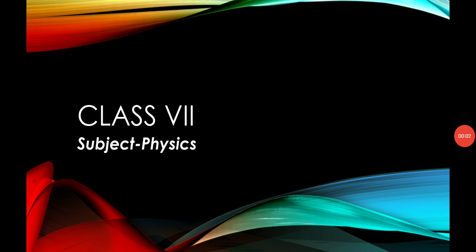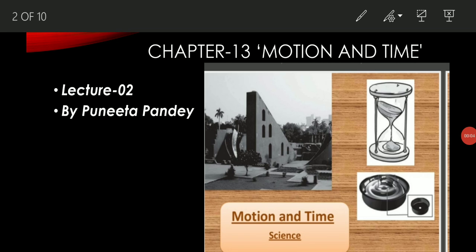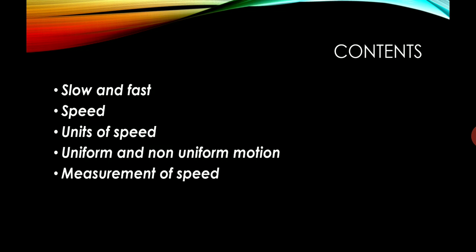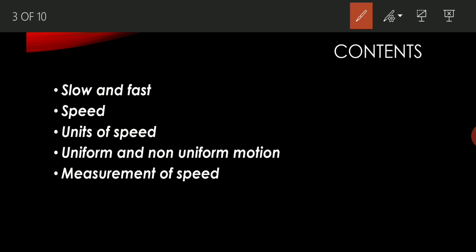Hello everyone. Again here we are to study the chapter motion and time. As you all know, it is the second lecture. In the previous lecture we have read about motion and different types of motion. In this lecture we come to know about slow and fast, speed, units of speed, and then uniform and non-uniform motion and the measurement of speed.